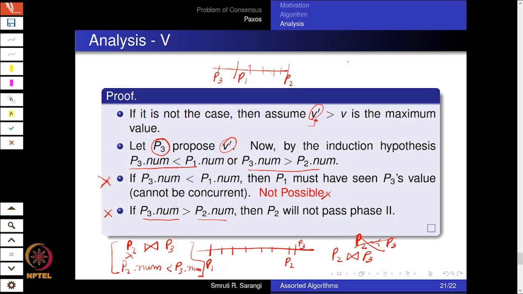that once proposal P1 is fully successful and the consensus value is V, our previous theorems tell us that no proposal with a number less than P1.num will ever pass both the phases. That is clear. Any subsequent proposal whose number is greater than P1 will of course pass both the phases, but the only value it is allowed to choose is V, right? So that's the only value it is allowed to choose.